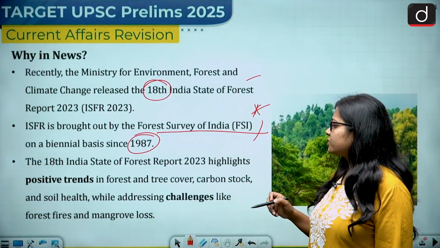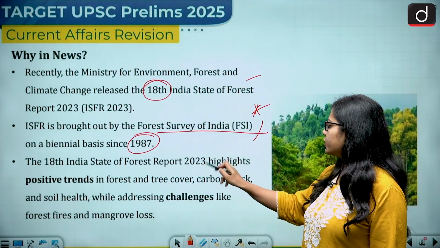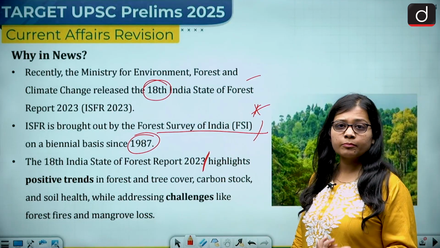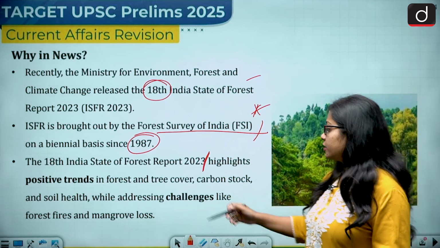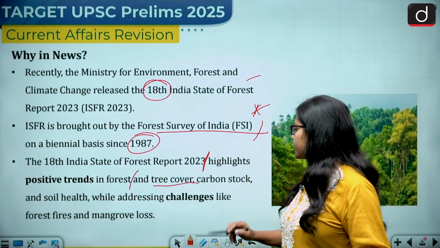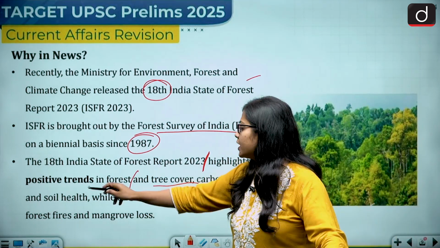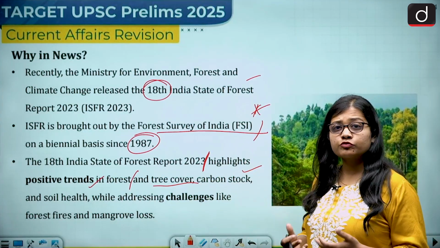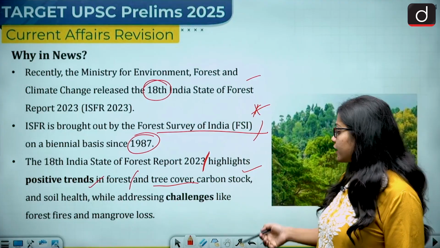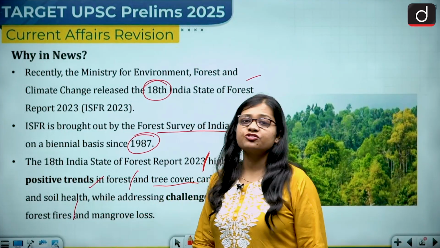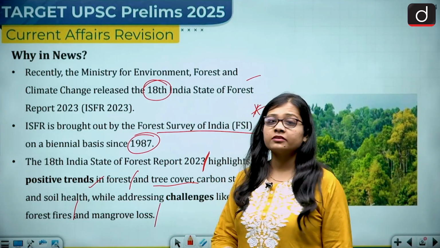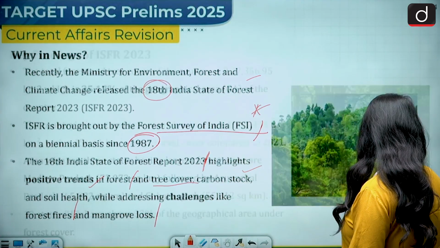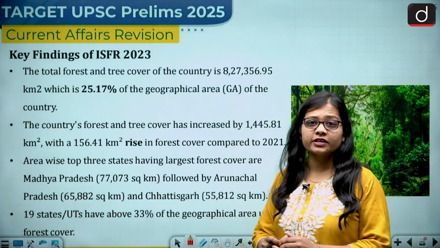Then the 18th India State of Forest Report 2023 highlights the positive trends and the concerning points. The positive trends are with regard to the forest and tree cover, carbon stock, and soil health, while on the other hand there were a few points which were challenges also, for example the increasing trend of forest fire and the mangrove loss, because the number of mangroves is going down.